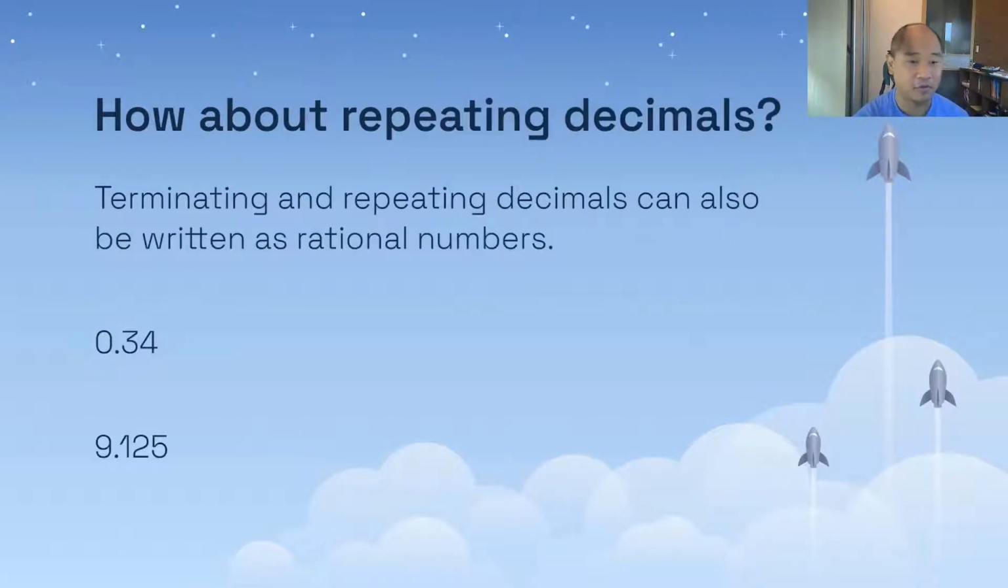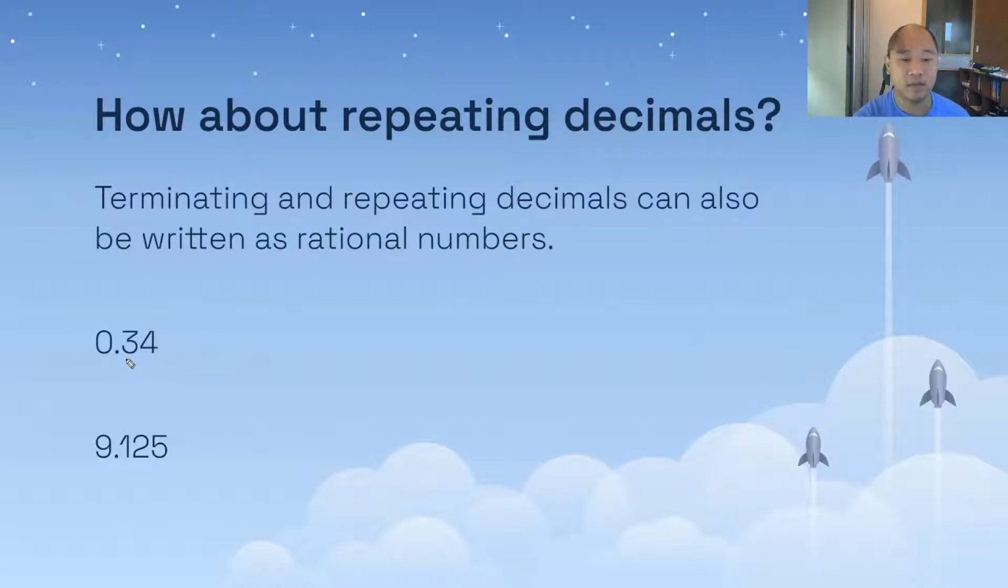How about repeating decimals? Well, terminating repeating decimals, as you might remember, are decimals that are just decimals, right? Decimals like 0.34. It repeats forever with a 0 here. So there's 9.125. It also repeats forever. They're both terminating decimals because the repeating digit is a 0, right? So can we rewrite these as fractions? We sure can.